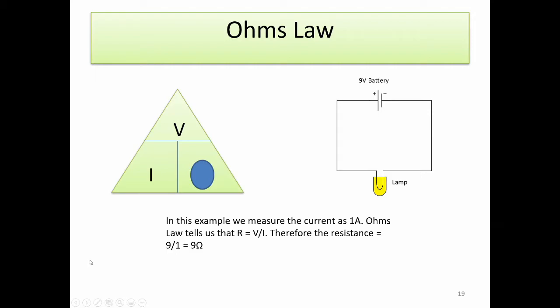In this example, we actually measure the current as 1 amp. Ohm's law tells us that R equals V over I. Therefore, the resistance of this lamp would be 9 ohms, 9 over 1.